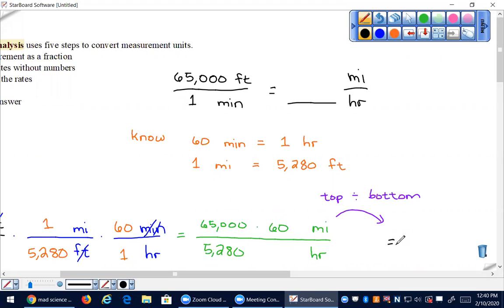You can do the things on the top and then divide it by this. And if there was something else, then just go divided by 2 also. Have the bottoms all divisions. We'll get to one like that eventually. But for now, I'm just doing 65,000 times 60 divided by 5,280.